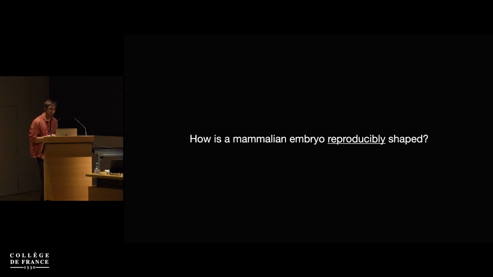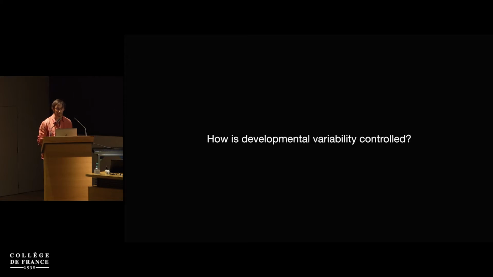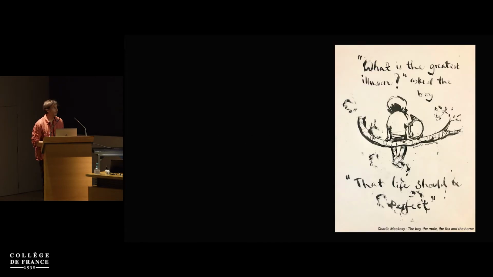So now the second thing we are interested in is learning from natural variation in these systems. Because if you read my question closely, I did not just ask how is a mammalian embryo shaped, I asked how is a mammalian embryo reproducibly shaped. So we can rephrase this question as: how is developmental variability controlled? And this is a beautiful book for those who don't know it.